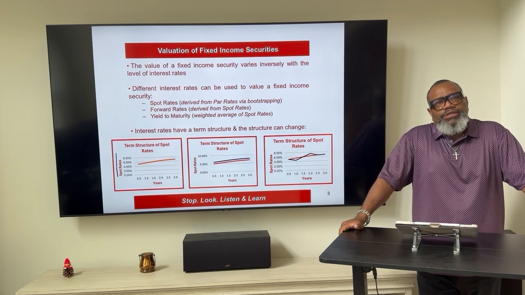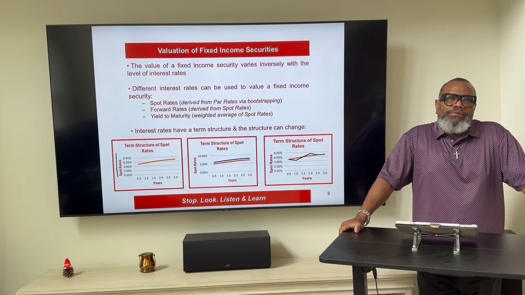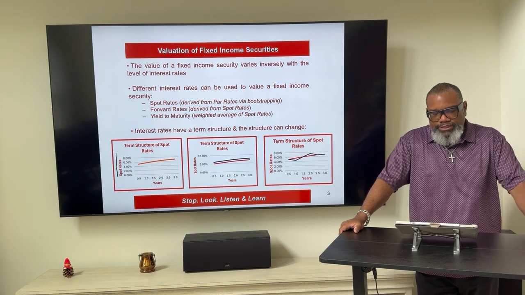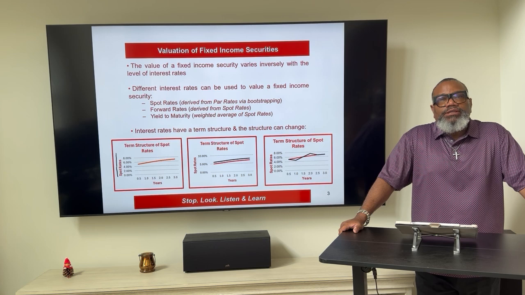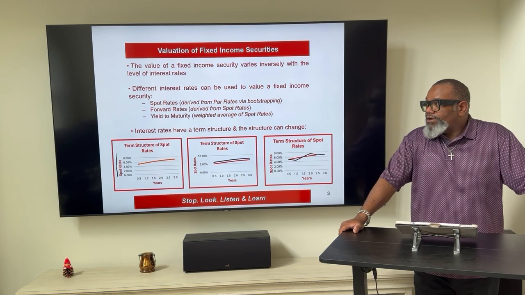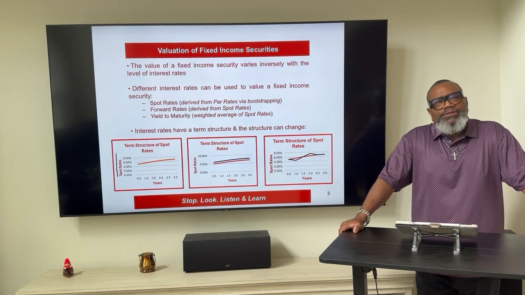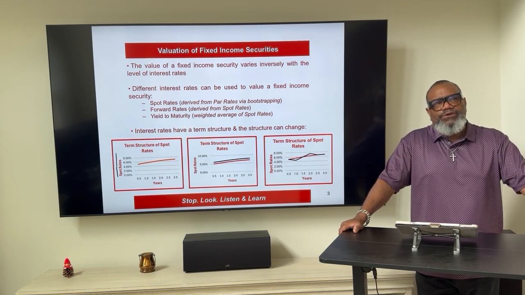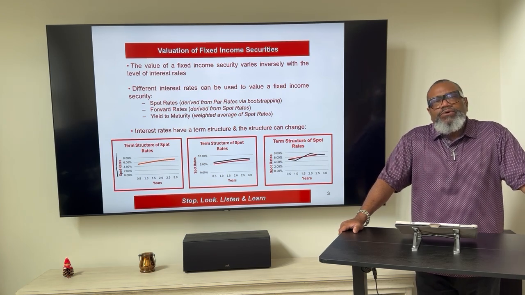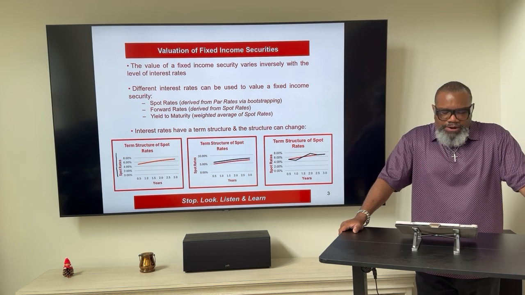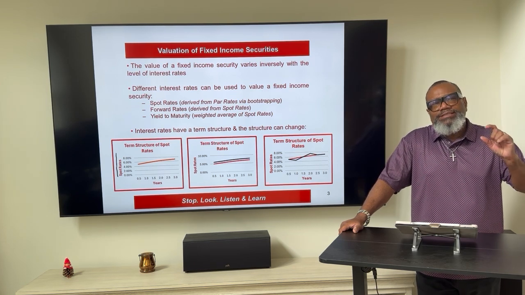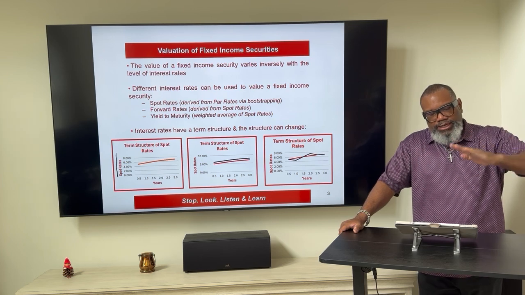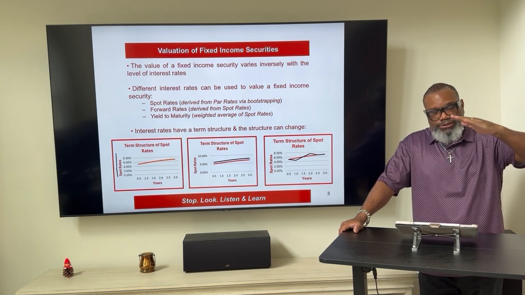number of different ways. So we usually start off by considering parallel shifts in the interest rate curve. If you look at the middle box here, you see the black line that is slightly above the red line. What that black line represents is a parallel shift in the term structure of interest rates. In other words, each one of the spot rates here increased by the same number of basis points, and hence the line just shifts up and the slope doesn't change.